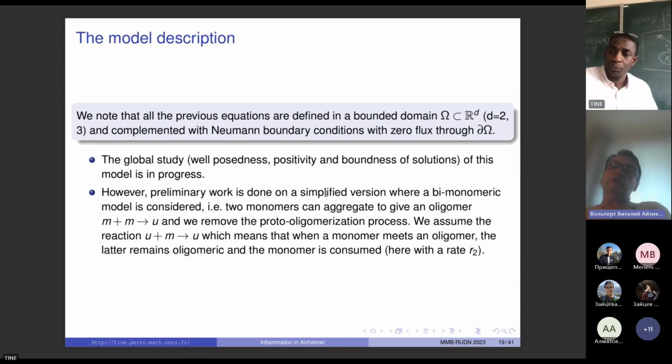Two dimensions or three dimensions is less important because we talk basically about qualitative results. The difference between 2D and 3D can give some difference in numbers, in quantitative results, but from the qualitative point of view, I think these two cases are quite close to each other.